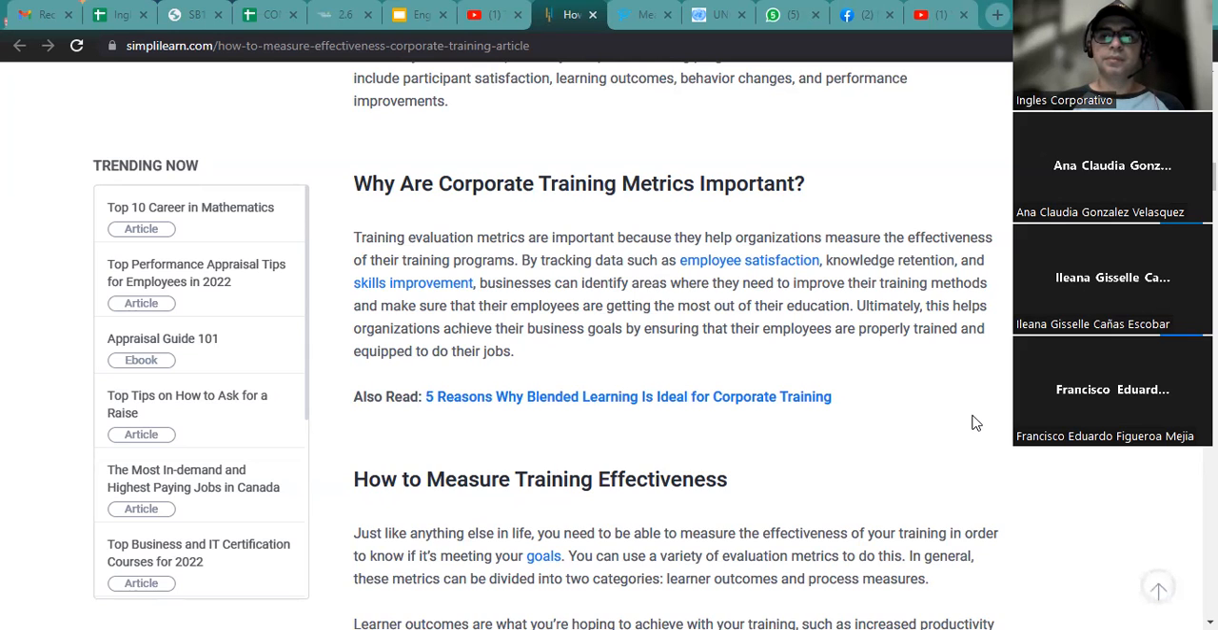The problem said the important for the training metric. I think it is a good tool, right, Ishan? A good tool to measure the different areas.